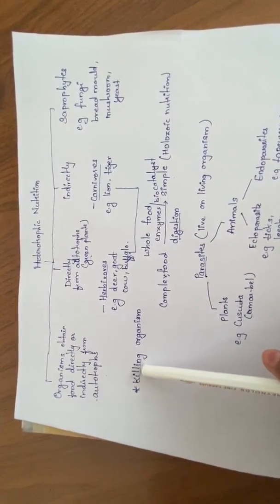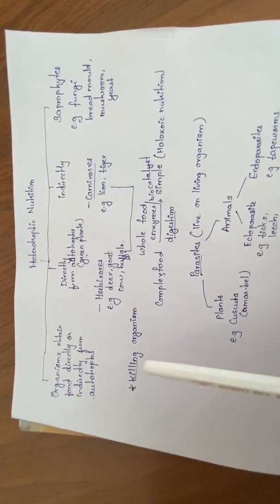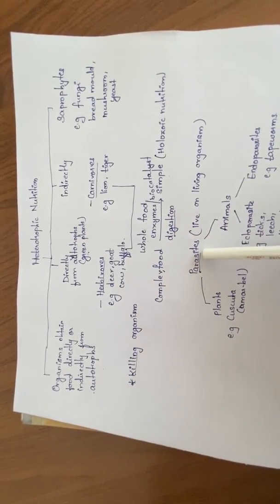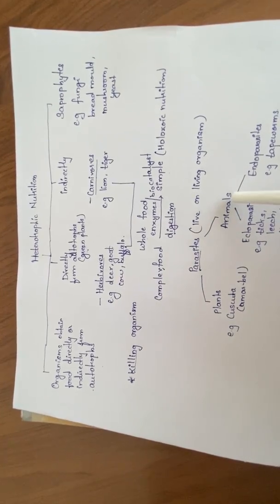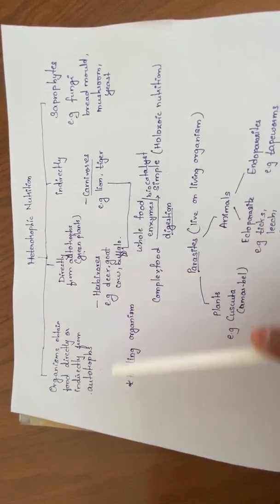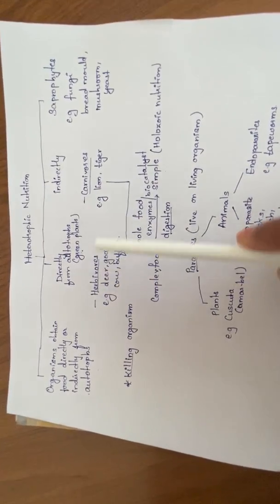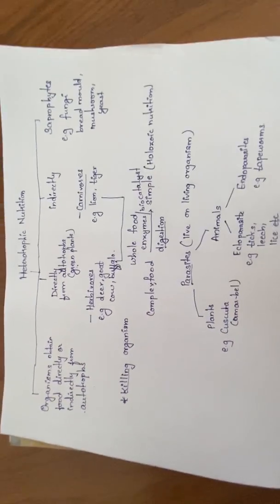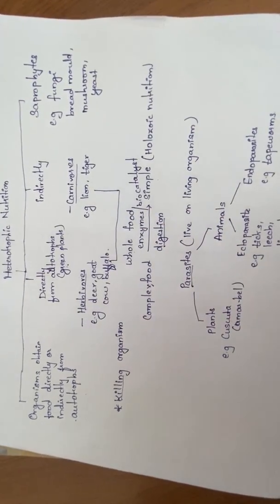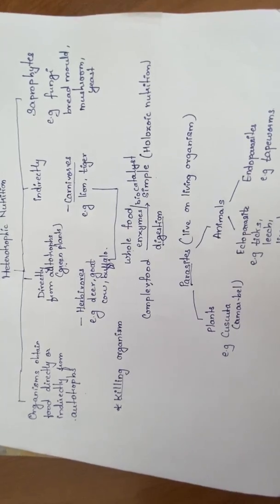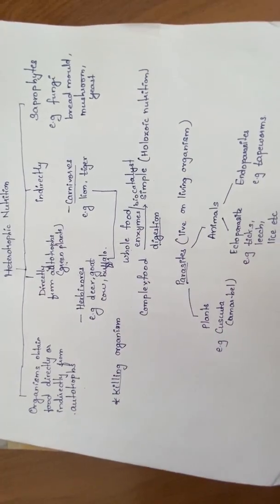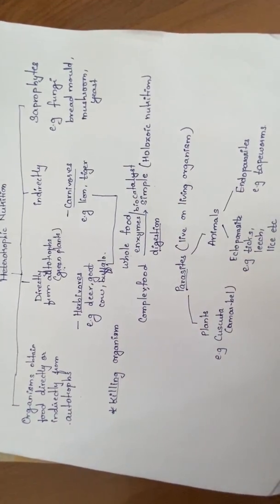There is a certain group of organisms which, rather than killing the organism, obtain nutrients from the living organism. They are called parasites. They can be plant parasites or animal parasites. Examples I have listed here. One more thing, in case of herbivores or carnivores, the organism is obtaining food as a whole. Whole food is taken, not the nutrients. The whole food is taken in and the nutrients are absorbed inside the body by digesting the complex food into simple with the help of enzymes. Such type of nutrition is called holozoic nutrition.